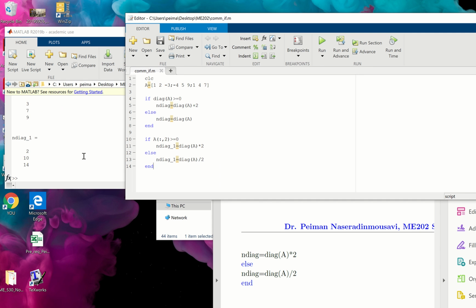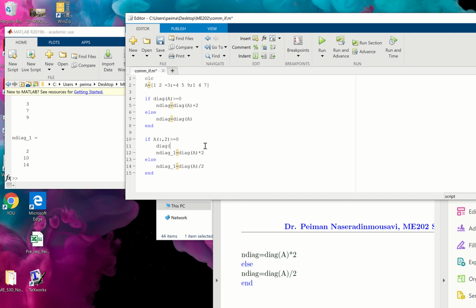Here we go. So new diag, because the second column and all rows are gonna be what? 2, 5, and 4. They are positive. So new diag is the diagonal elements multiplied by 2. 2 by 1 is 2. 2 by 5 is 10. 2 by 7 is 14. If you want to double check, you can have this.